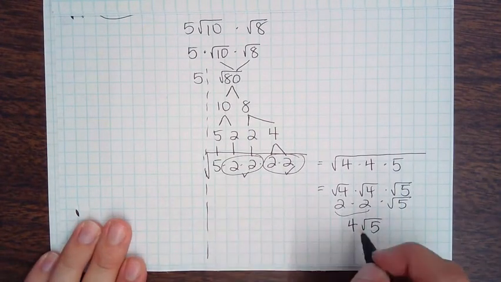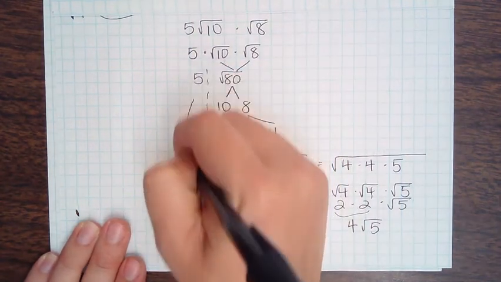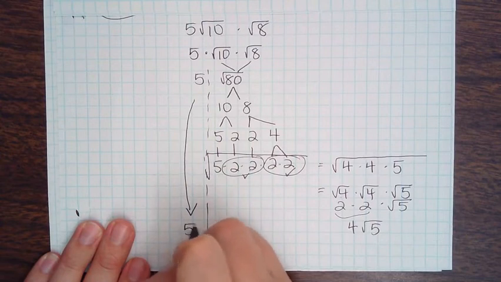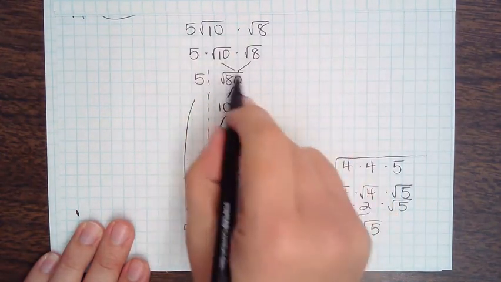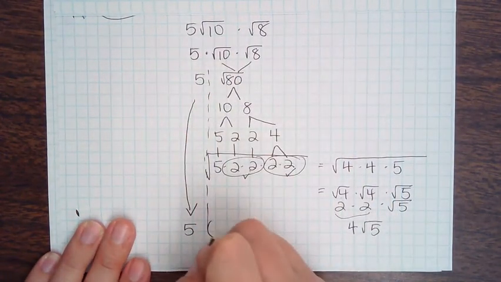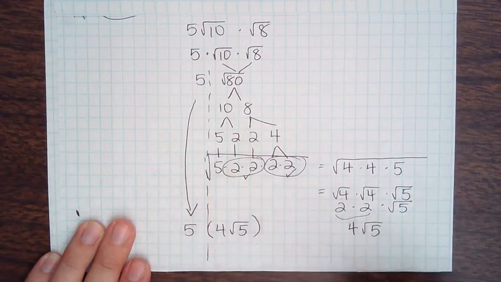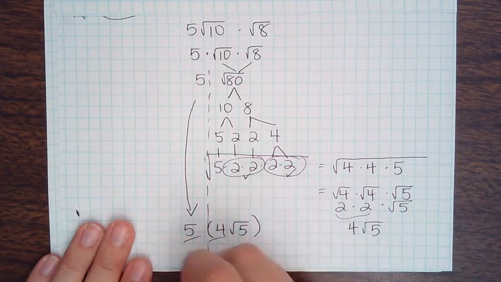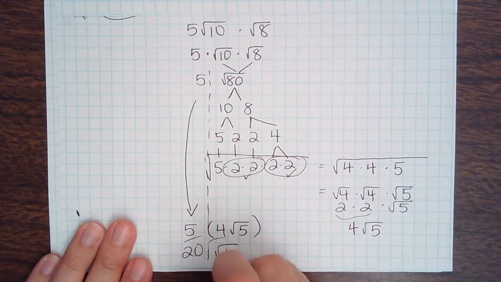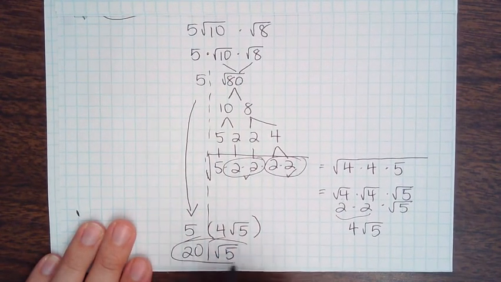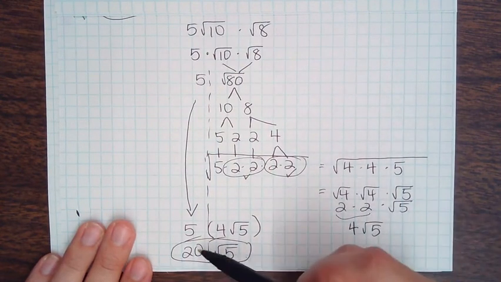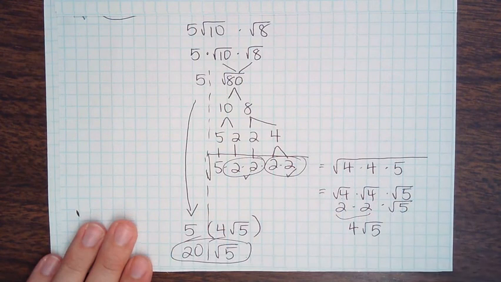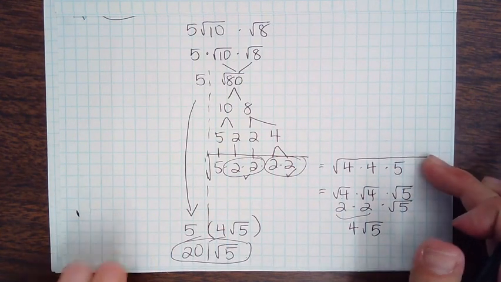Okay, so I'm going to kind of bring this back over because remember, we had this 5 that we had to think about. 5, and then root 80 simplified to 4 root 5. Now we've got this multiplication. That's what those parentheses mean, and I get 20 root 5. That's fully simplified because my outside is as combined as it can be, and my inside cannot be simplified anymore, meaning there's no perfect square inside.